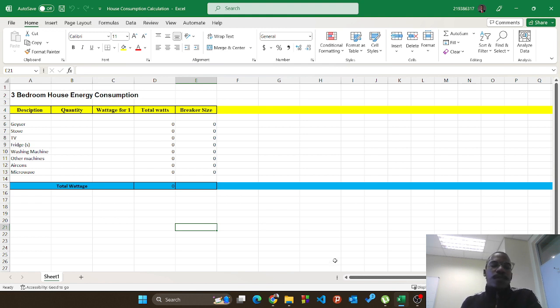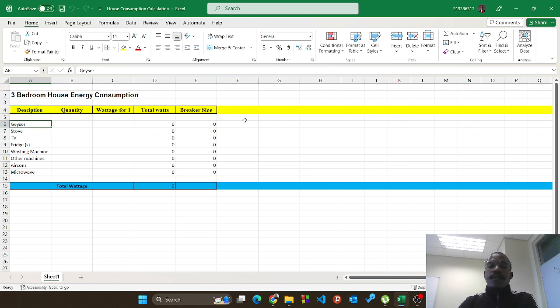This is going to be on energy consumption for a three-bedroom house. What I'm interested in is how much wattage basically one house would make. So this is an Excel file. I've already configured the formulas here for where you see zeros, but I'm just gonna run you through what I've done. So I've configured the description here as to what I am looking at.